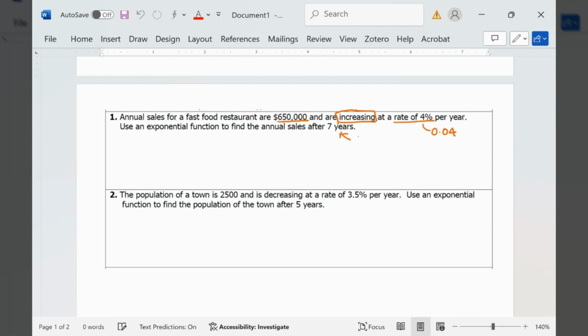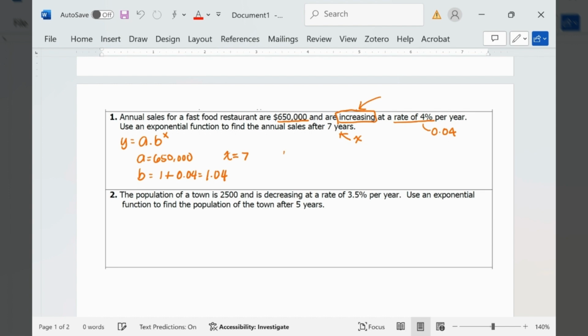Okay, this time they give us the value of x. Formula: y equals a times b raised to x. Okay, my a is 650,000. The b, well, this is increasing. So I'm going to use the formula 1 plus the rate, which is 0.04. So my b is 1.04. And the value of x is 7 years.